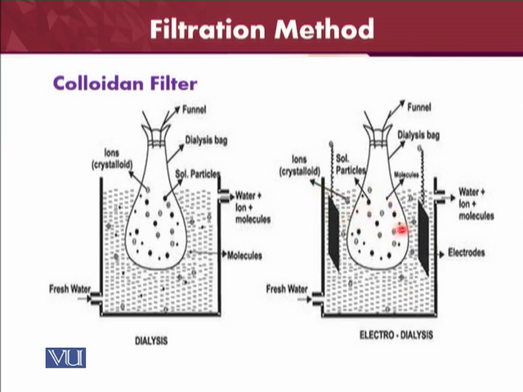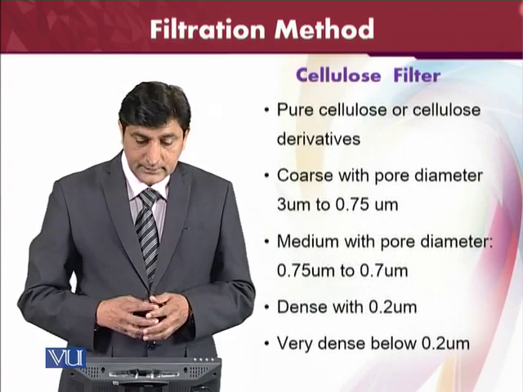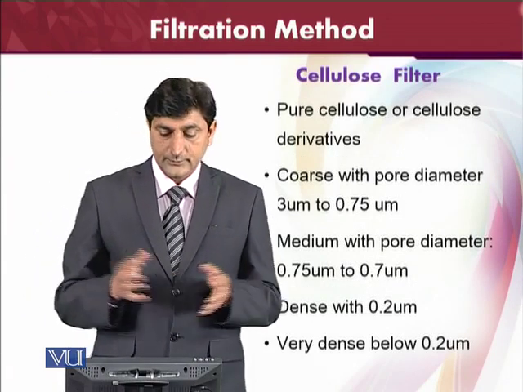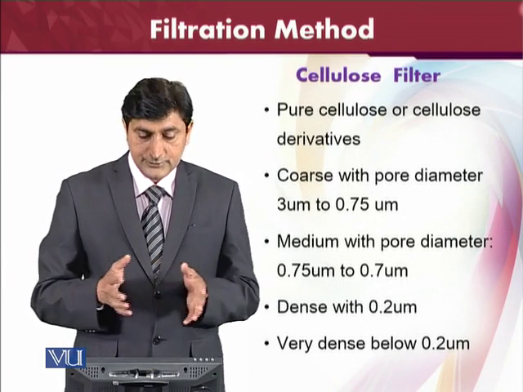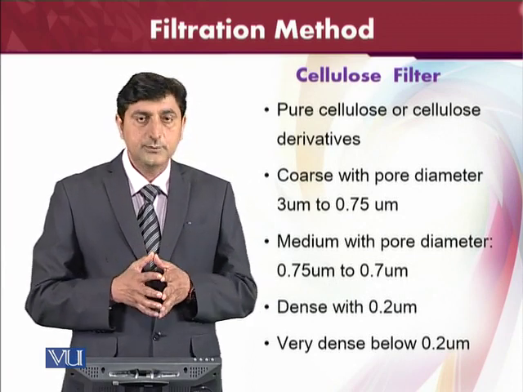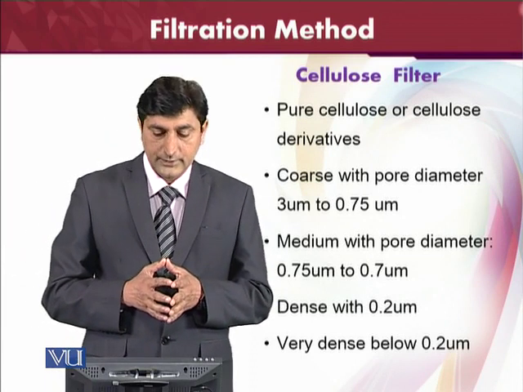Here are the ions which are going to crystallize, and we have already produced two kinds of electrodes on both sides, so that it becomes more sophisticated, and we can even use it for determining the size of some of the viruses. Then there is a cellulose filter, that was nitrocellulose. Here we can use the cellulose filtration method. It can be pure cellulose or any of the derivatives of cellulose.